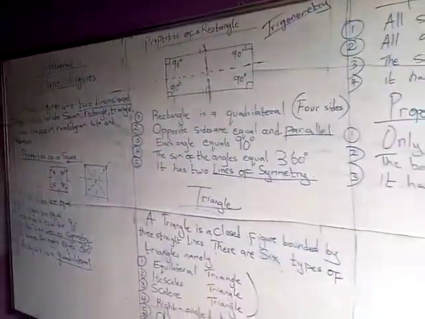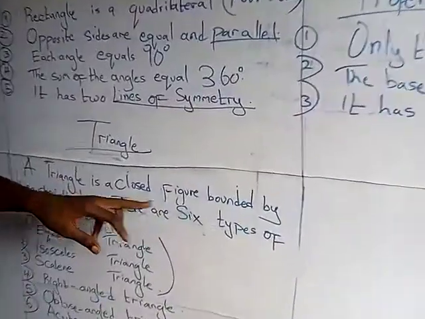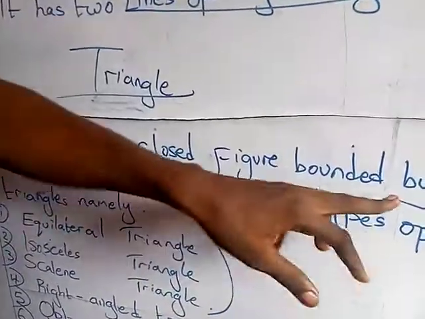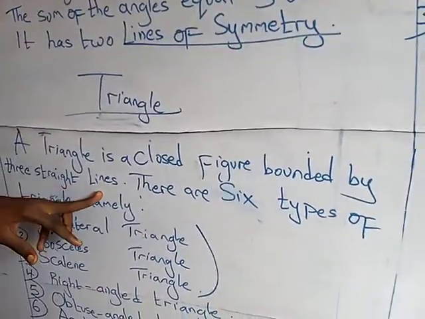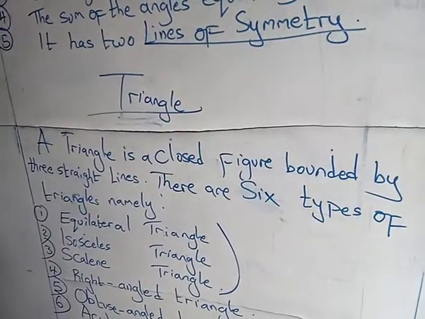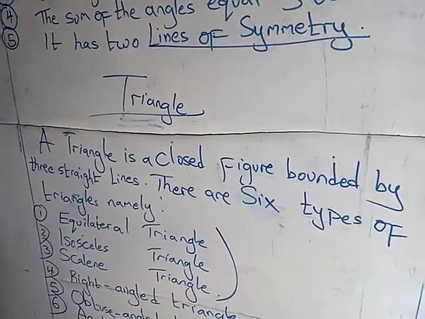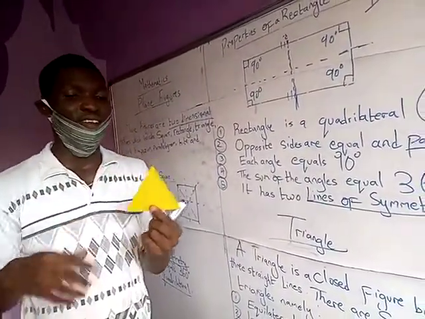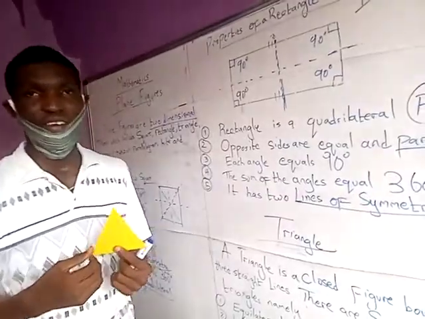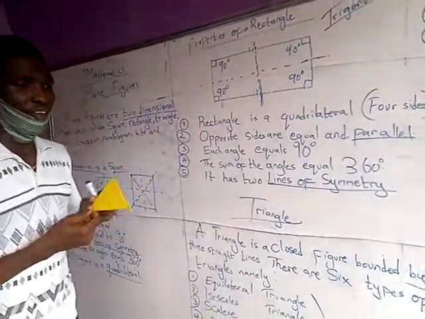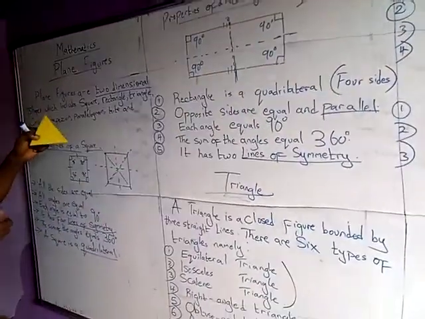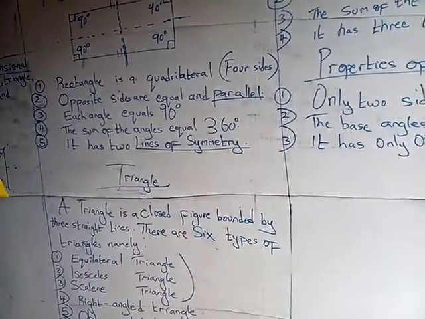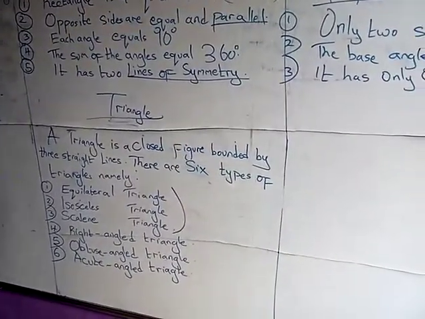What is a triangle? A triangle is a closed figure bounded by three straight lines. I believe you all know the shape of a triangle. It's a closed figure, as you can see, bounded by three straight lines. This, this, and the base. This is a triangle. Now, there are different types of triangles. We have 6 of them.